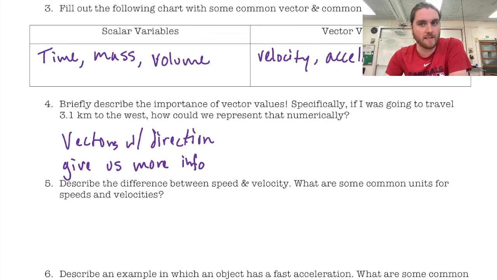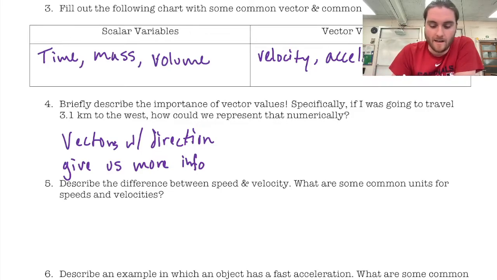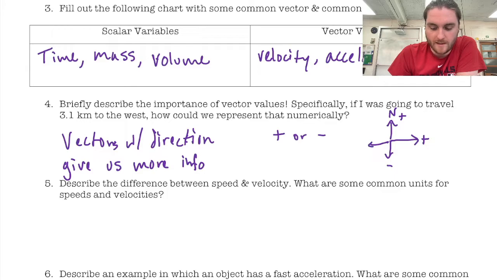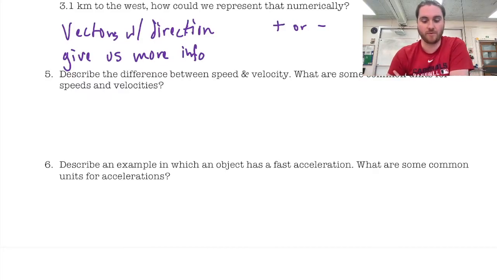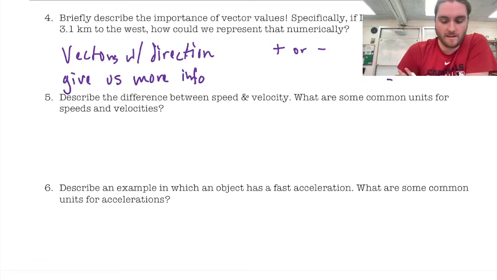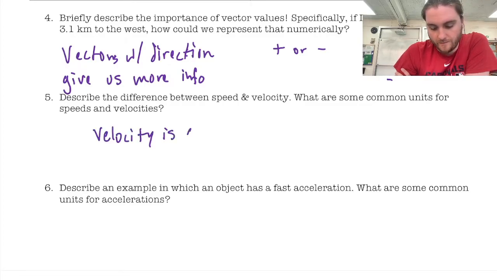So I'm asking, if I was going to travel 3.1 kilometers to the west, how in physics do we represent vectors numerically? The way that we do it is with a positive or a negative. We call north positive, east positive, south negative, and west negative. The idea is the same as in math. We're trying to set directions and values to each. That's it. So again, the main difference between speed and velocity and some common units is that velocity is a vector.